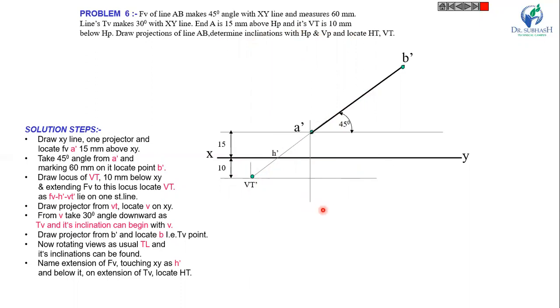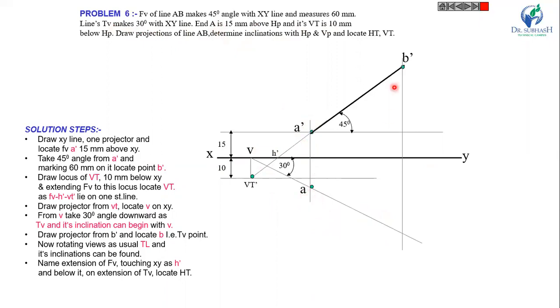Now from VT draw a projector. It will intersect the XY line at point V. So this is H dash and V. Now from this V, draw a line at an angle of 30 degrees, because here you can see the top view makes 30 degrees with the XY line. So from this V, draw a line at a 30-degree angle. It will intersect the projector of A dash at point A.